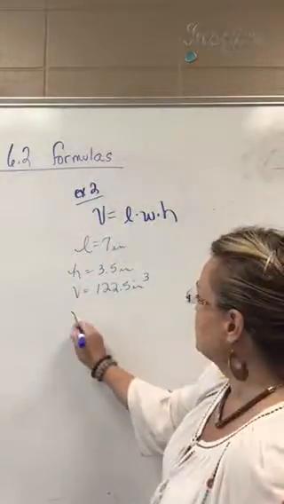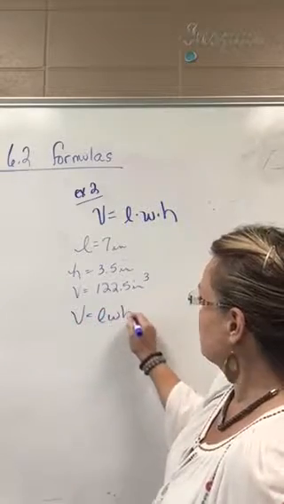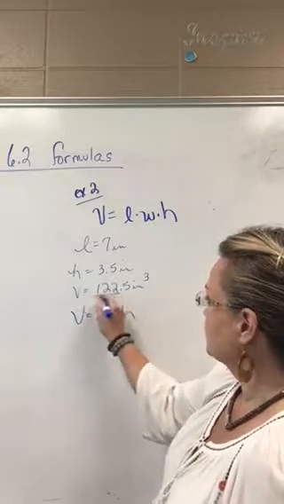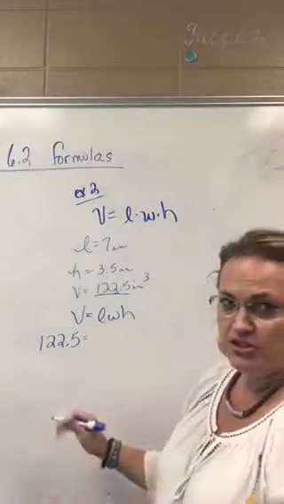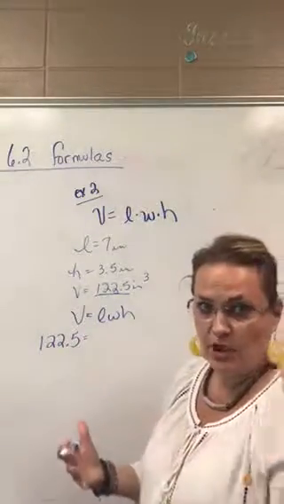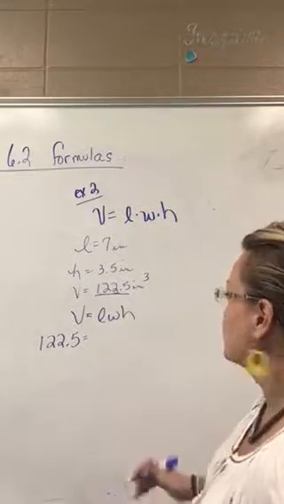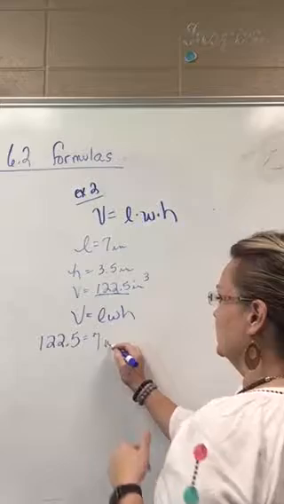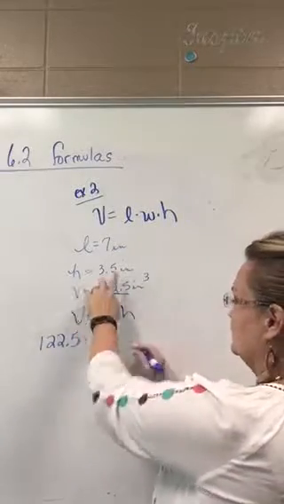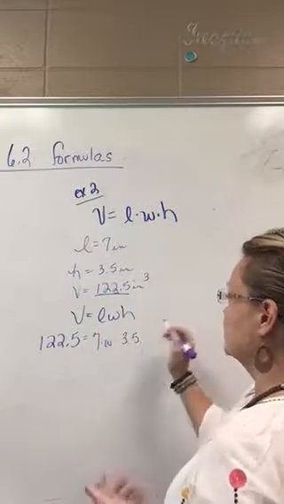But when we input it into our formula, under volume, that number is given, 122.5. Again, you don't need to put in the unit. It's just part of knowing that it's there, but it's not in the formula. Length is given as 7 inches. Width is unknown. And then height is given as 3.5 inches.